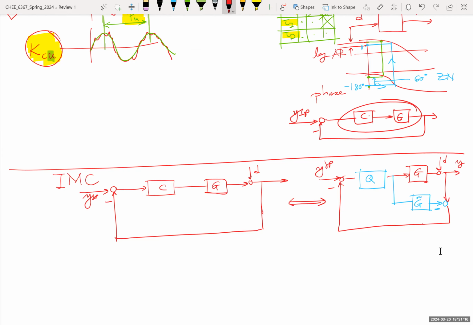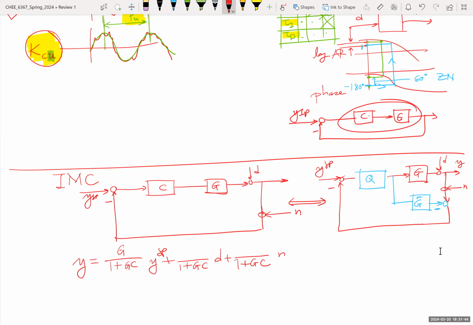And it turns out that if you write Y as a function of, to find the effect of set point and disturbances and maybe noise, and include that if you want. So this is the same for everything in the denominator.